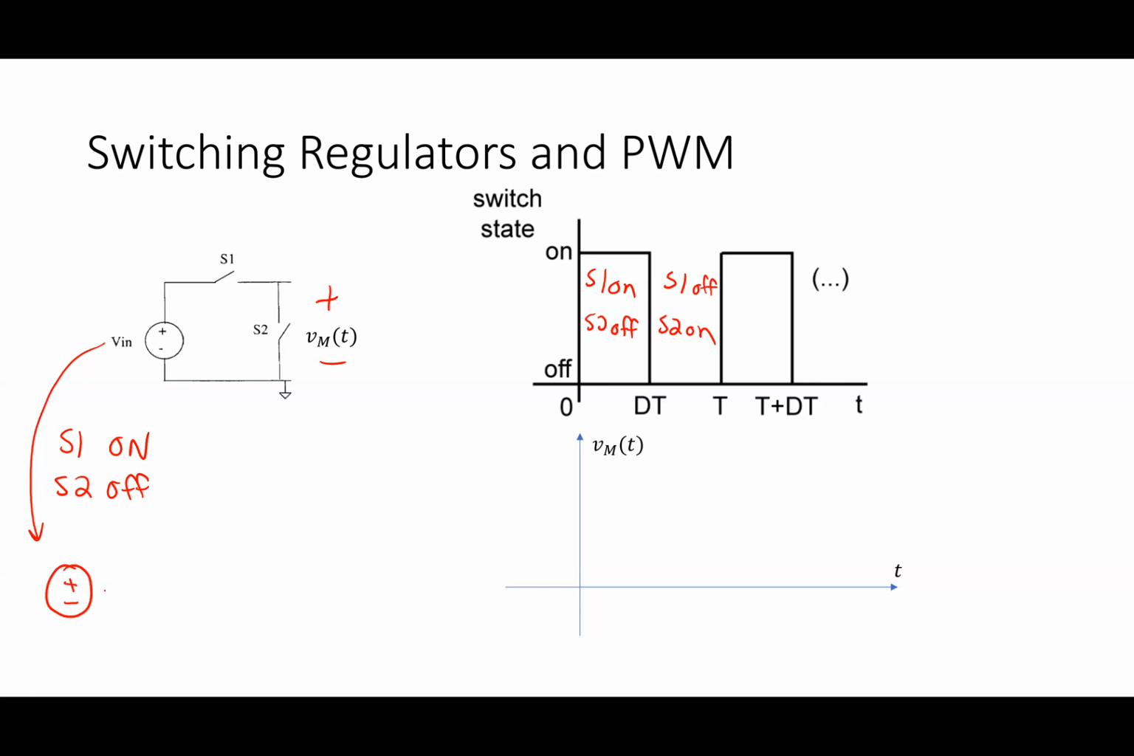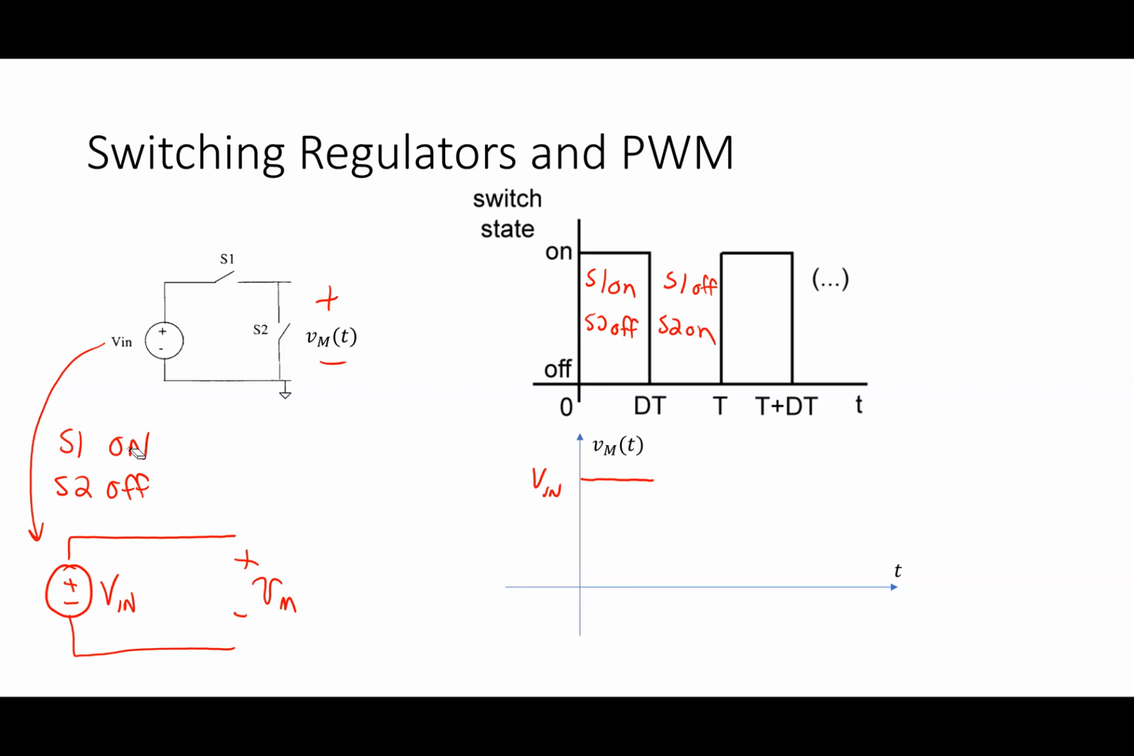S1 is shorted, so I have V in here. S1 is shorted and S2 is open. So what's VM? V in. All right, so for a little while here, I have that. That happens for a time dt.